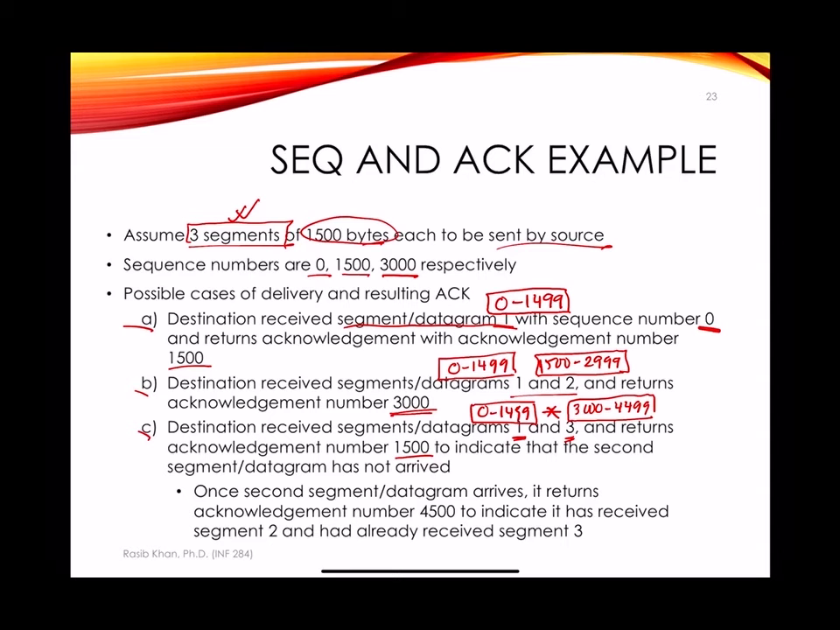So once the sender receives this ACK 1500, it now understands that the second segment actually went missing on the way. So what it does is that it retransmits the second segment. So the second segment, when it arrives, it now contains byte number 1500 till 2999, and now the receiver has the max value till 4499 because it had already received it before. So it just responds with the maximum value that it has already received plus 1. So in this case, it will be 4500 to indicate that it has received segment 2 and it had already received segment number 3 before.